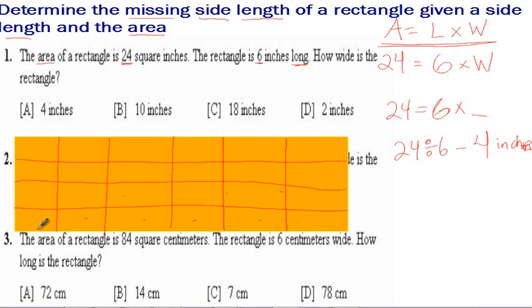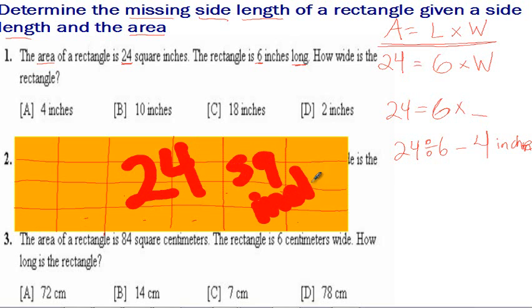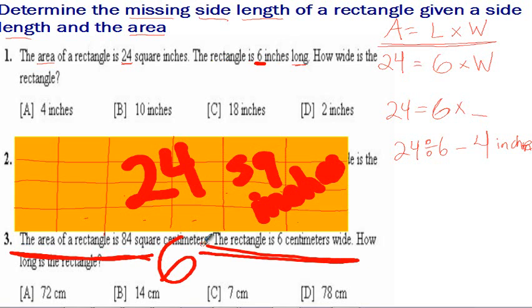Now, there's 24 in here. 24 square inches, right? So that's what they're telling us. You got 24 square inches here. I'm also going to give you other information. The other information is the rectangle is 6 inches long. Okay? Your job is to find out what the width is.